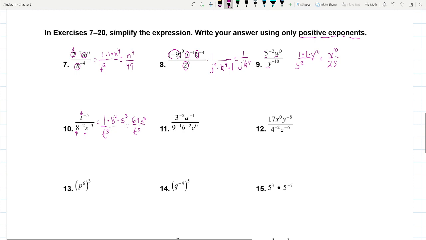Alright, let's look at number 11. Looking at the different bases, I have 3 to the negative second, a to the negative first, 9 to the negative first, b to the negative second, c to the 0. All of them appear to have different bases. So I'm going to start off with 3 to the negative second. We're on the wrong side of the fraction bar, so this is 3 squared. A to the negative first, again, wrong side of the fraction, so I change this to a to the, whoops, not negative 1, positive 1.